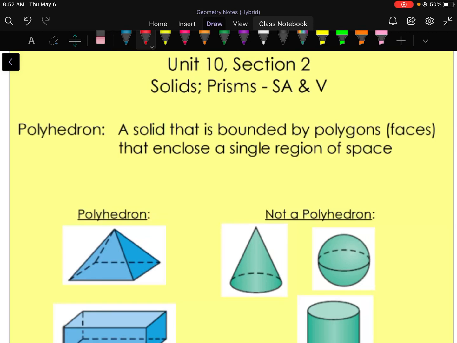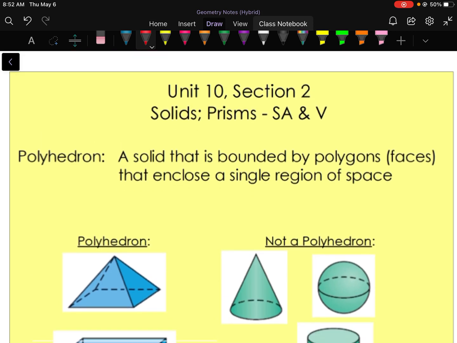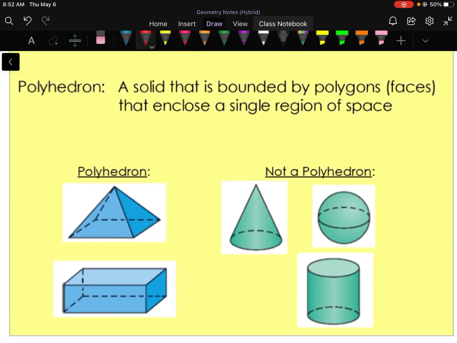All right, section 10.2 is all about prisms. We're going to find the surface area and the volume of a prism. So this first part of the slide looks exactly the same as the last video. It just defines a polyhedron again. It's a solid bounded by polygons, which are the faces, that enclose a single region of space. So as long as you have a shape with flat edges, you're good to go. If you have anything with circles, these are not polyhedrons.